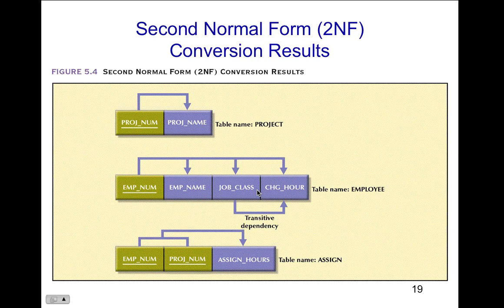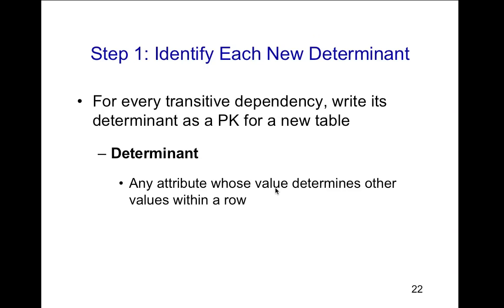We have to make a new table out of job class and specify job class with hours. So we can actually just put job class in here, and we already know the hours. And the hours are fixed. They're not going to be different for each one of the job classes that are in there. So in terms of the determinant, for every transitive relationship or dependency, you want to write its determinant as a primary key of a new table. So it would probably be job class. The determinant is any attribute whose value determines other values within the table, which is what is meant by determinant. So job class is going to determine how many hours that person gets paid.